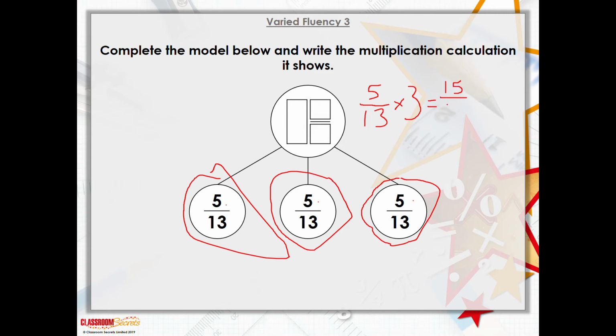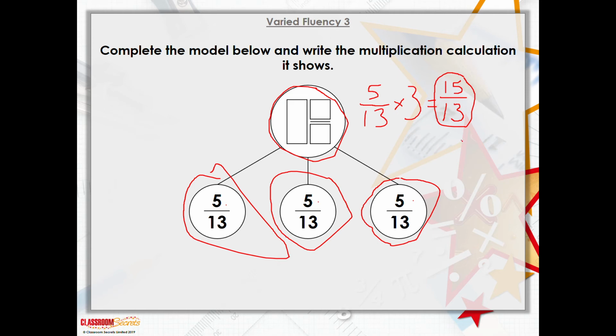We keep our denominator the same, 5/13. However, at the moment I have an improper fraction, and over in my answer here a mixed number. So now I have to give a mixed number, a whole number and a proper fraction. So I have to use my division knowledge.